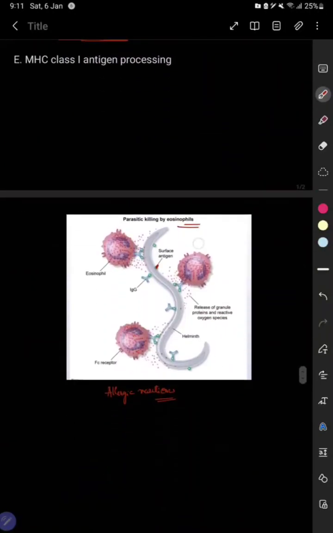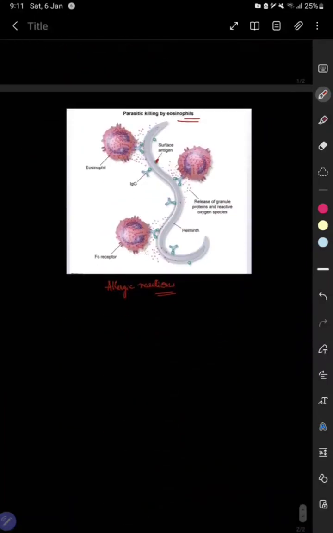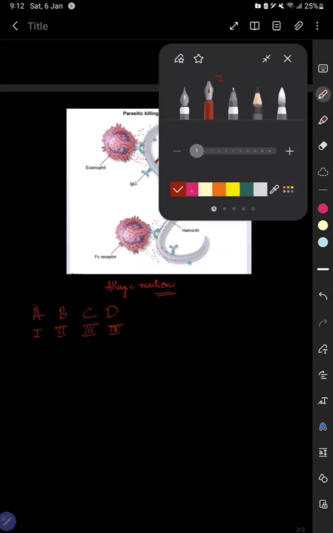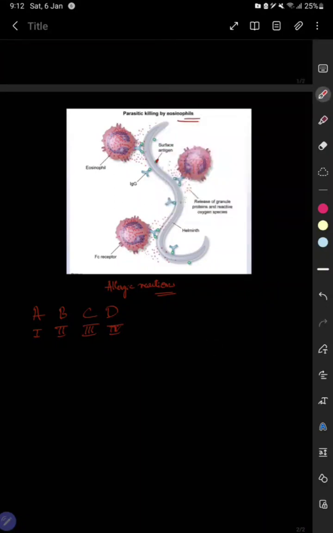Okay, then let's see the types of hypersensitivity you have to know. This is very important. Just remember A, B, C, D for type 1, type 2, type 3, type 4. Easy, no? Remember this. Type 1 hypersensitivity: A for anaphylaxis. Anaphylactic reactions will be there, and eosinophils will be recruited. That is type 1 hypersensitivity.